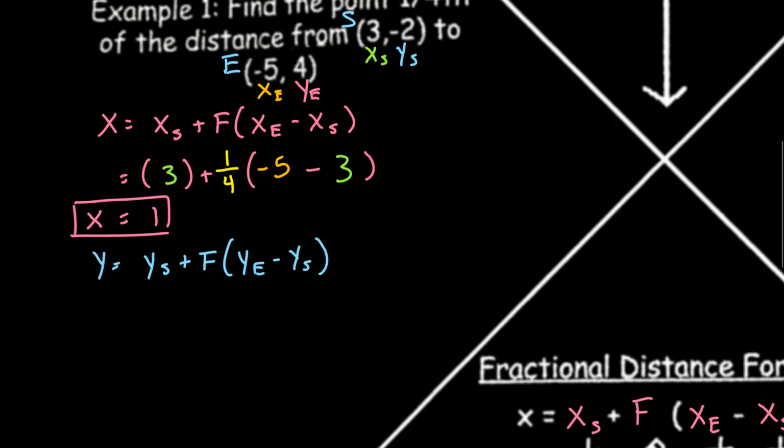It's not that hard. Sometimes you'll get decimals. Okay, y now. What is our y at the start? -2. -2 is in blue. And what's our fraction? 1/4. And what is y at the end? 4 minus y at the start.